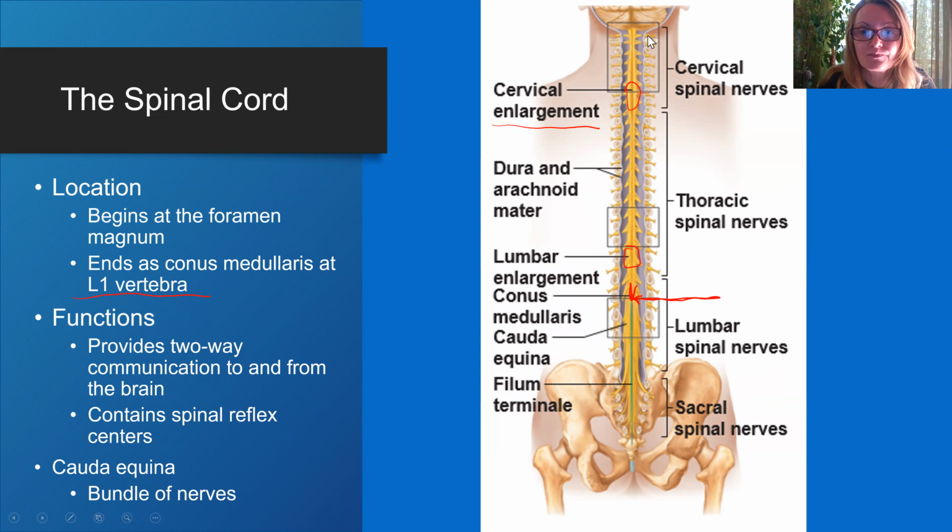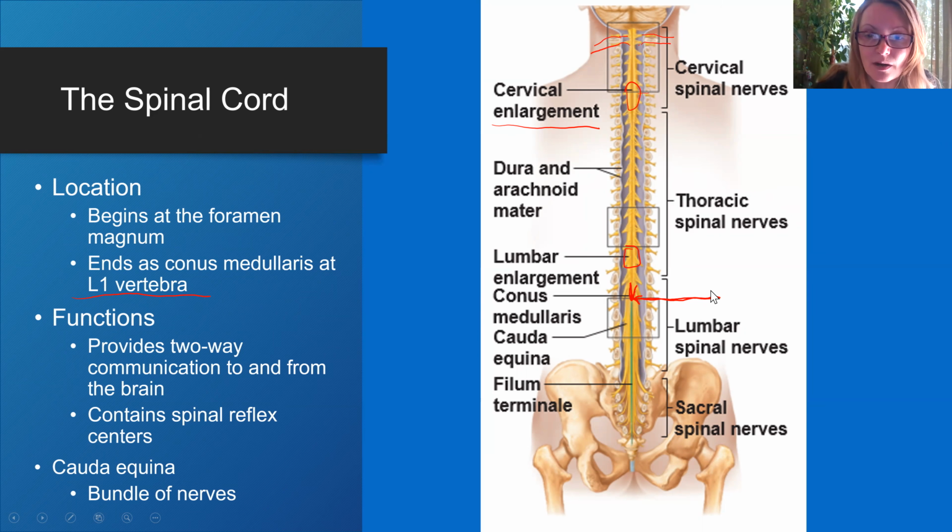Then we have nerves that come to the periphery, but they attach to the spinal cord. Those are called spinal nerves. And we have the cervical region where we have cervical nerves, thoracic region, thoracic nerves, then we have lumbar nerves and sacral nerves.